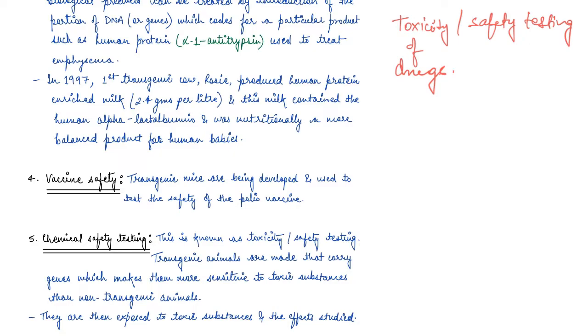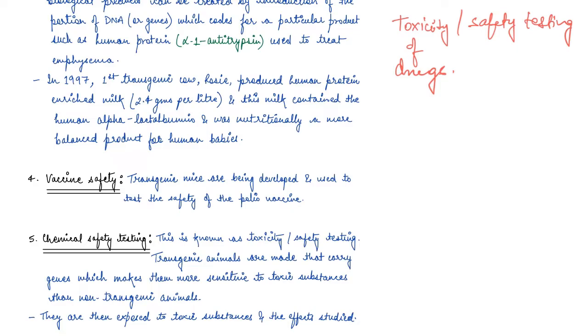So what we do is we make transgenic animals that carry genes which make them more sensitive to toxic substances than non-transgenic animals. Then we expose these transgenic animals to the toxic substances and we study the effect of that toxic substance, right? So basically, toxicity testing in such animals allows us to obtain results in less time. It decreases the time in which we get the results compared to the non-transgenic animals, right?